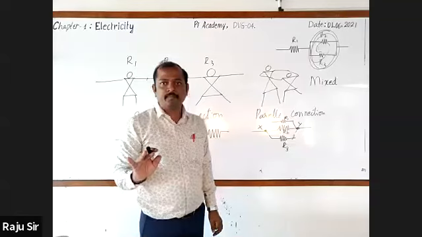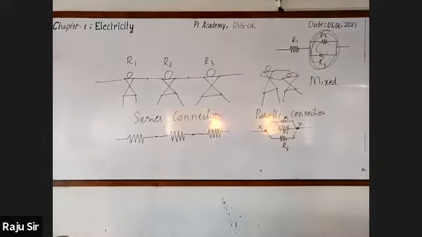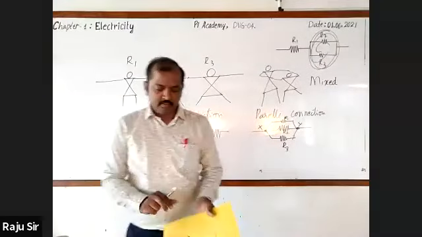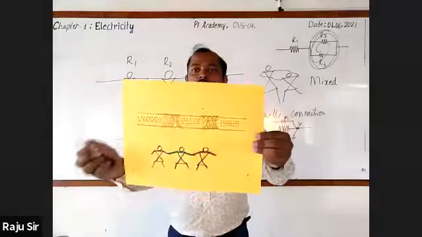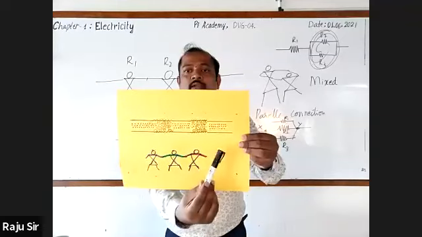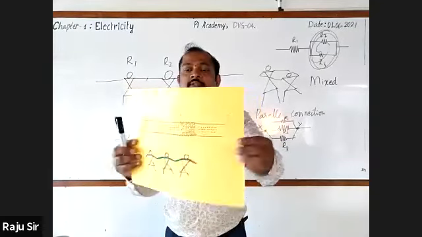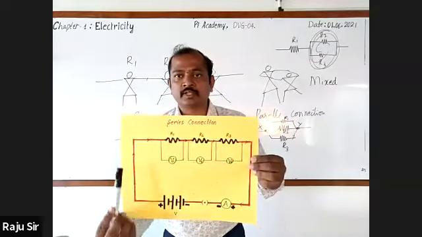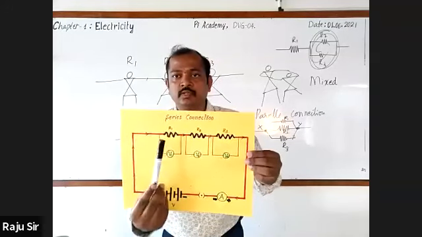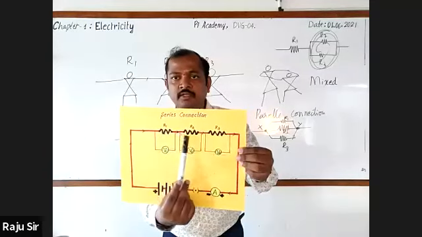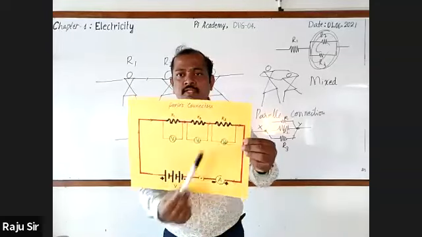Did you follow? Yes, sir. Yes, students, just observe here. Here I have shown the series connection. Here the students are joined end to end with their hands. This is what we say series connection. Here I am showing you the circuit with respect to series connection. You can see this is the first resistor, second resistor, third resistor. They are connected end to end. This is what we say series connection.